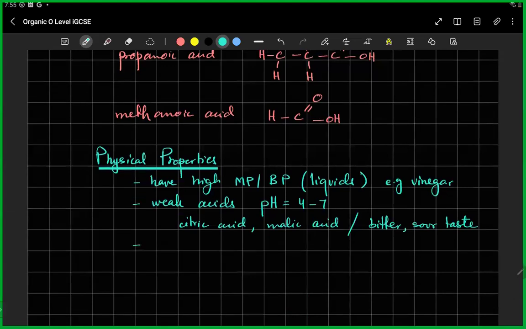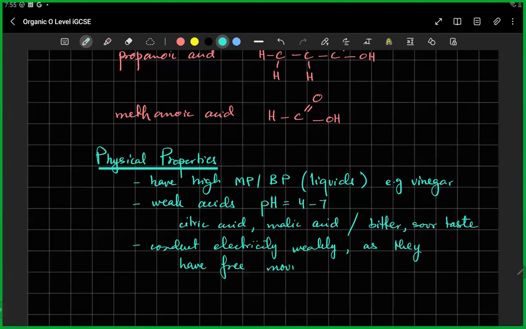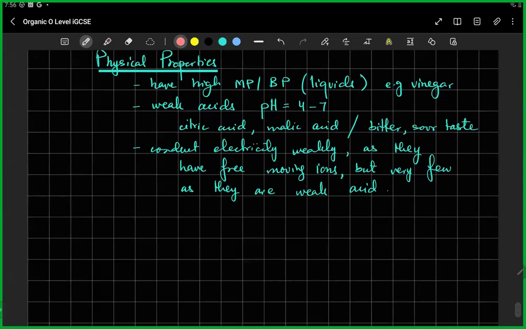The third thing is कि they conduct electricity weakly, as they have free moving ions, but very few, as they happen to be weak acids. अच्छा, weak acid जो होता है वो ionize नहीं करता, ठीक है. So anyways, those are the physical properties. मैं उनको explain भी कर देता हूँ.